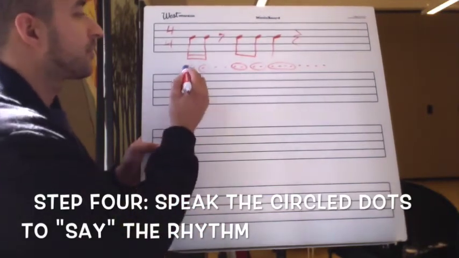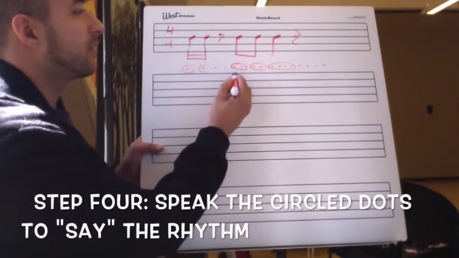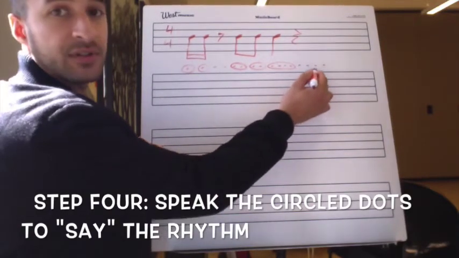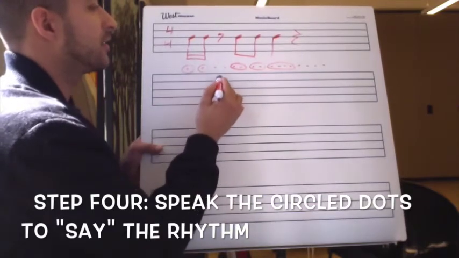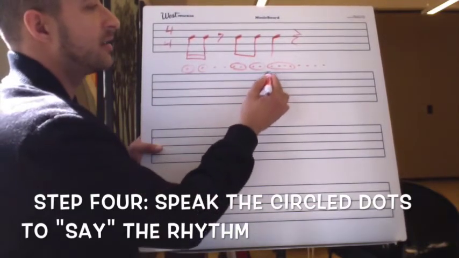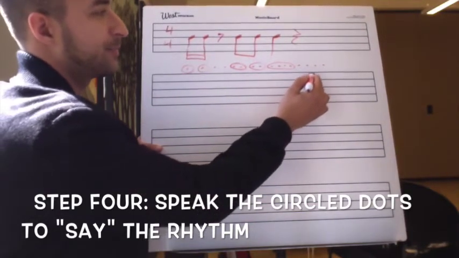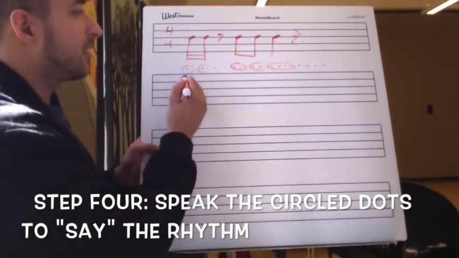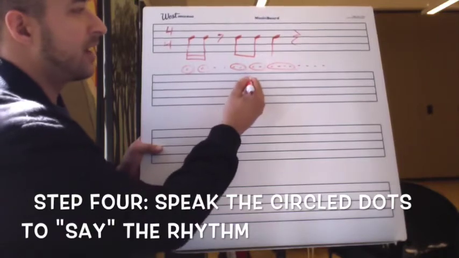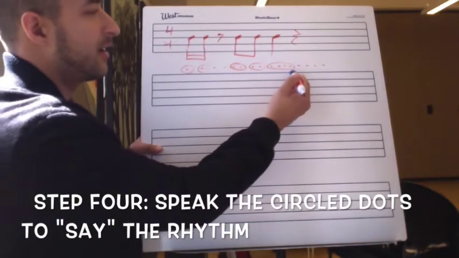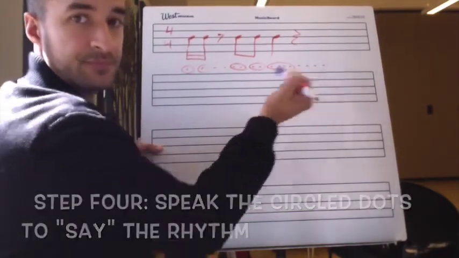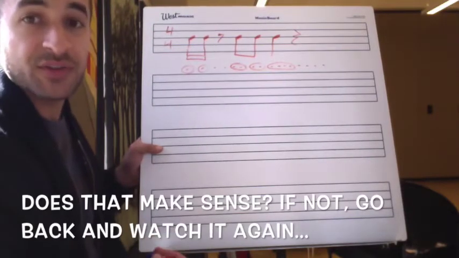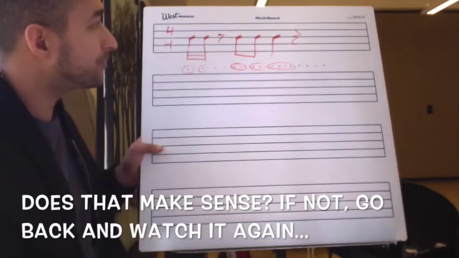Okay? 1, 2, 3, 4, 5, 6, 7, 8, 9, 10, 11, 12, 13, 14, 15, 16. La, la, la, la, la. I'll do it one more time. La, la, la, la, la. Okay? That gives you an idea of what the rhythm actually sounds like.